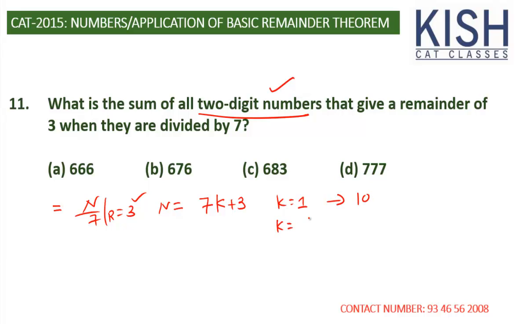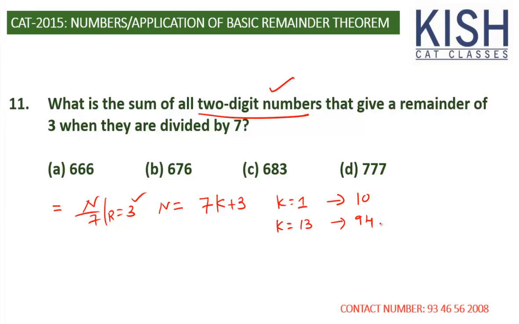Tell me what could be the maximum value that we can take in place of k? 14? But 14 sevens are 98 plus 3, that becomes 101. So we can take a maximum of 13. So if k equals 13, then we can say it's 94. Now 10 is the first 2-digit number and 94 is the final 2-digit number.